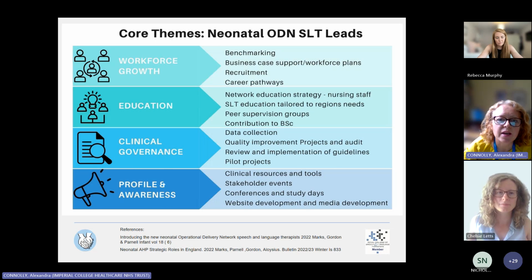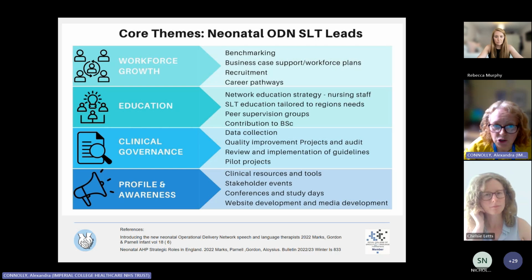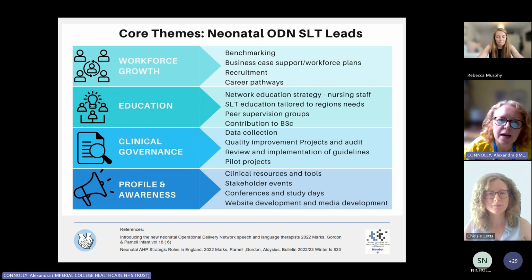In 2022, when these network roles started, one of the very first things we were asked to do was to benchmark, to identify what our current SLT provision was like in each region and where the gaps lie. We'll have a little look at that in a moment. I'm not going to read through this whole slide, but I'll pick some key bits. We facilitate neonatal teams to think about their SLT provision and their next steps with their workforce plans. This might mean supporting business cases and the recruitment process.